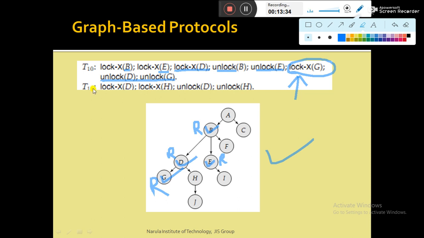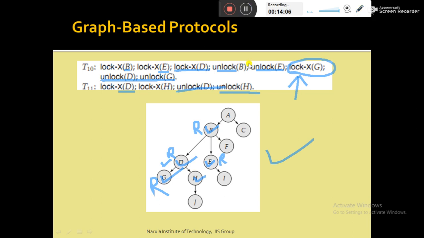And if you consider T11, check whether T11 follows the graph-based protocol or not. Arbitrarily it can access any data item. Initially it starts with D. Yes, D has been locked. Then a request is made to lock H. Yes, the parent of H, which is D, is locked, so H is also locked. Then unlock D, and then unlock H.